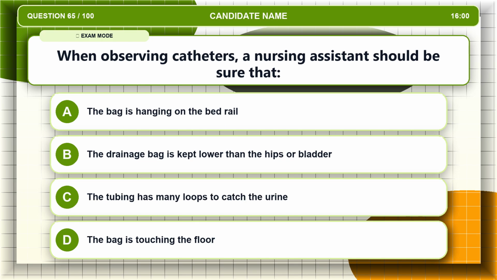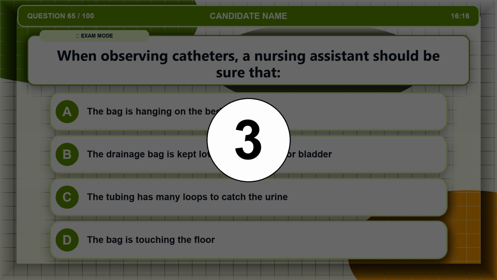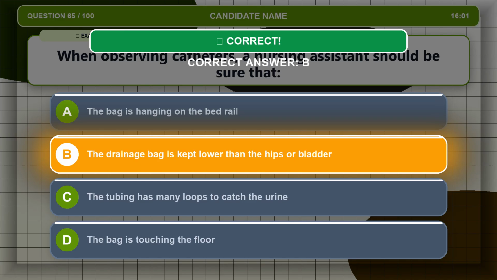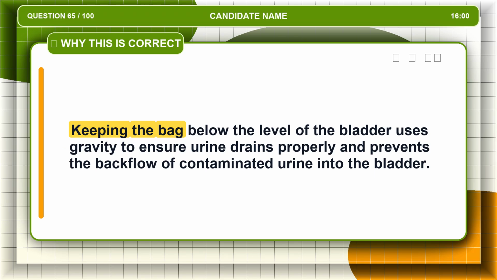Question 65. When observing catheters, a nursing assistant should be sure that: option A, the bag is hanging on the bed rail, option B, the drainage bag is kept lower than the hips or bladder, option C, the tubing has many loops to catch the urine, option D, the bag is touching the floor. The correct answer is option B, the drainage bag is kept lower than the hips or bladder. Keeping the bag below the level of the bladder uses gravity to ensure urine drains properly and prevents the backflow of contaminated urine into the bladder.